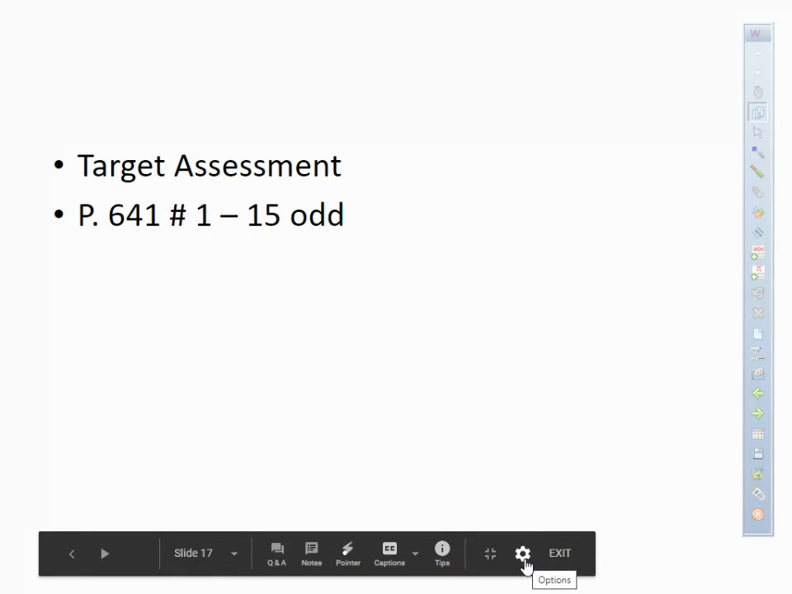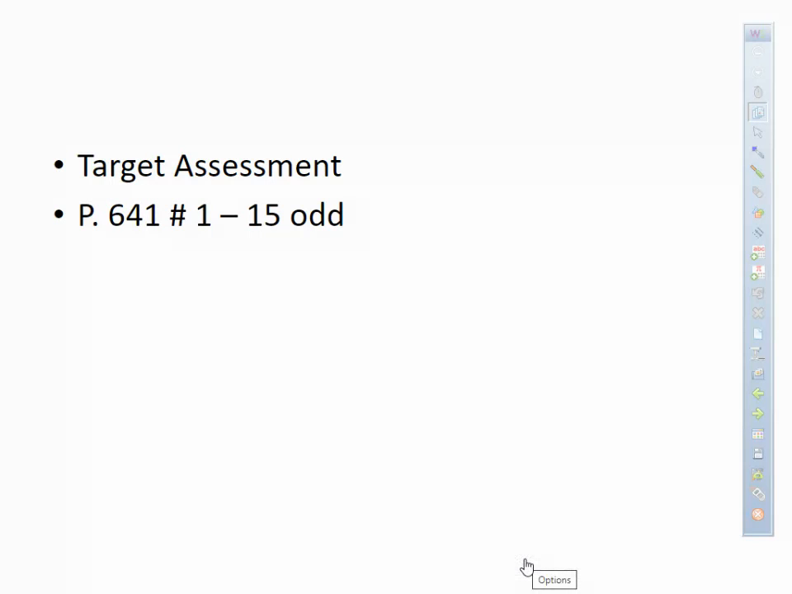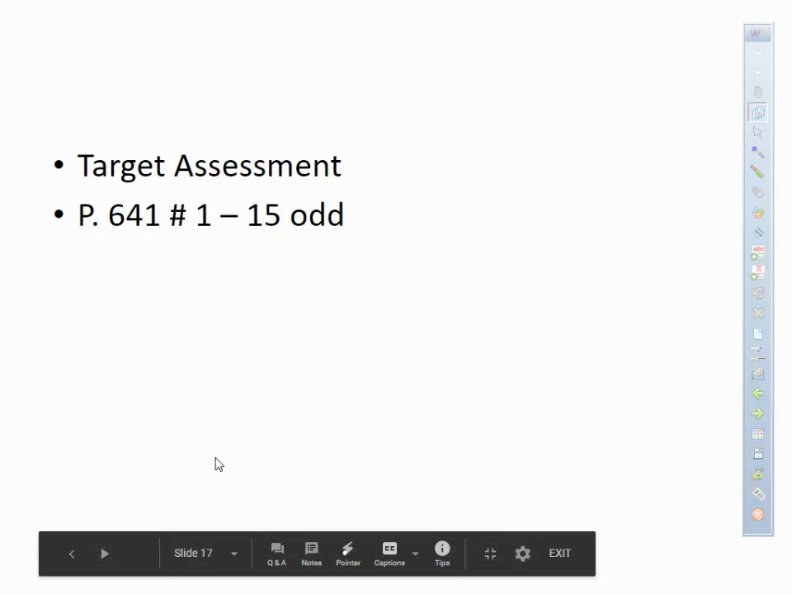So you have some practice problems to do. This is the assignment that's on Canvas, page 641, 1 to 15 odd. So just to do some practice with making a table and graphing a parametric equation. And the important thing about a parametric equation, you also have to draw the arrows of which way you're traveling along the curve, all right, as t increases.